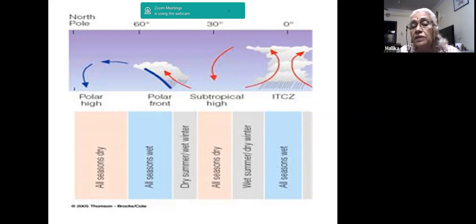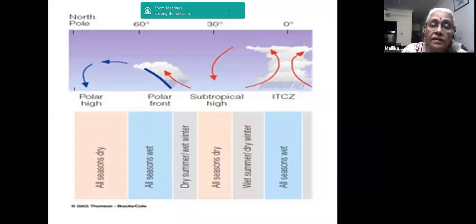Then the in-between zone is a wet and dry climate, which is India. India is a wet and dry climate. Then you have all seasons dry. That's a desert. That has not changed. Rainfall has not increased in the desert areas, right? Only some storms come in, which are very rare, but otherwise it's been completely dry. Then as you go further north, you have a dry summer and wet winter. That's a Mediterranean type of climate.